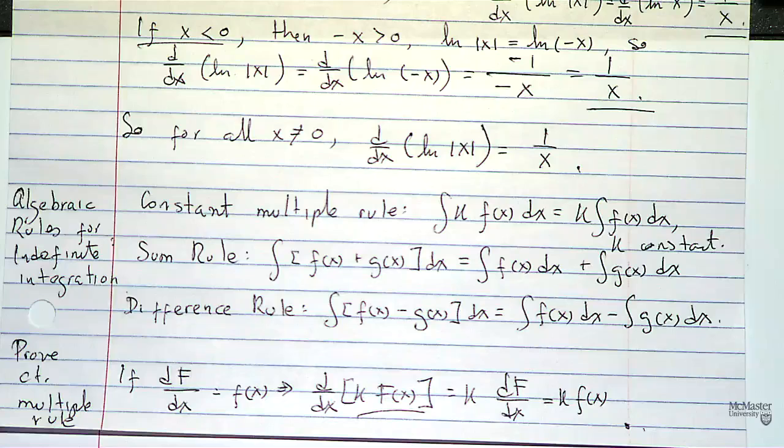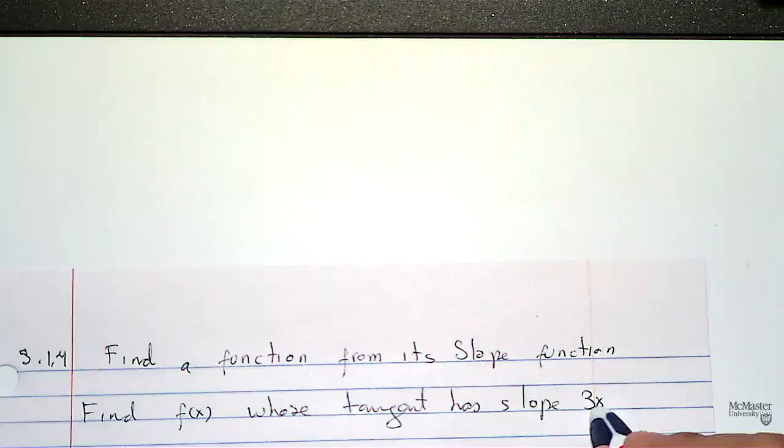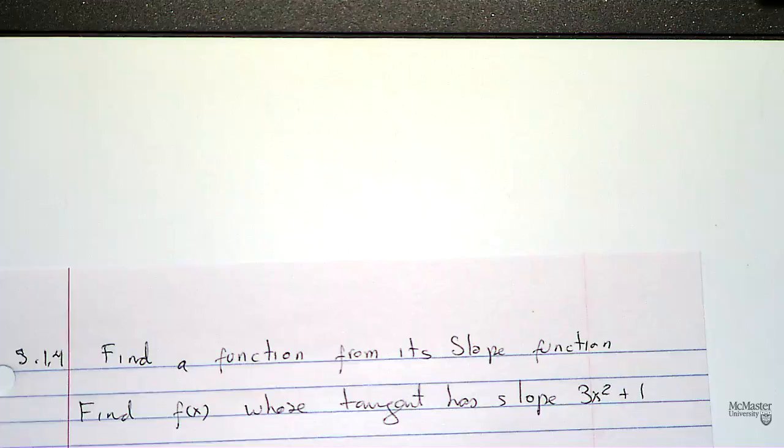So if you have exercise 5.1.4, where you have to find a function from its slope function. You have to find f of x whose tangent has a slope 3x squared plus 1 and the graph passes through the point (2, 6).